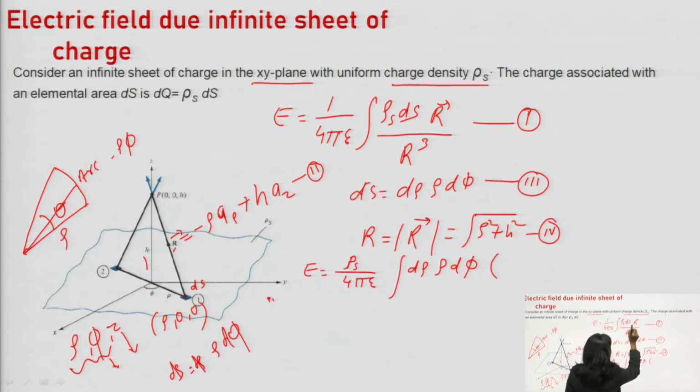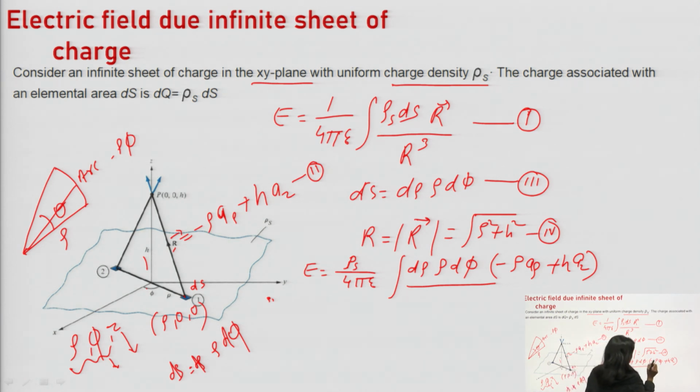Now we need to write the r value. The r value is from equation 2, that is minus rho a_rho plus h a_z. In the denominator we will write r cube, and we know that the value of r is root under rho square plus h square. So here we will write rho square plus h square whole to the power 3 by 2.